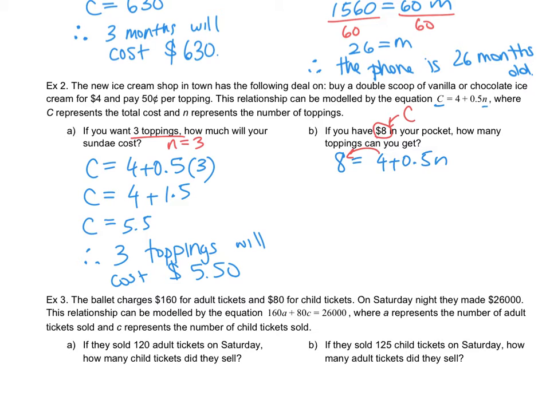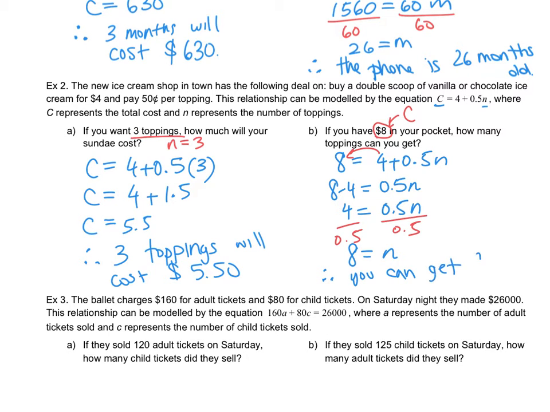Bring the 4 over so that we have 8 minus 4 equals 0.5n, and so that's 4. And now, once again, we need to get rid of that coefficient, so we'll divide both sides by 0.5, and we get 8 for n. So that means 8 toppings. Therefore, you can get 8 toppings on your sundae. So there we are.